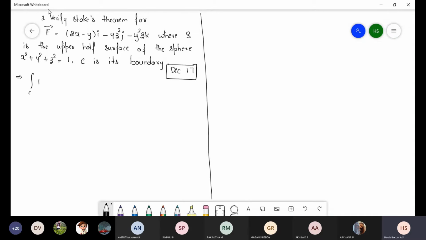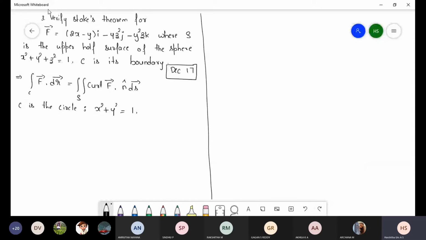Integral over C of vector F dot vector dr is equal to double integral over the surface S of curl of vector F dot n cap dS. Here they have also given the condition: C is the circle x squared plus y squared equal to 1, the upper half of the sphere. So here z is equal to 0.